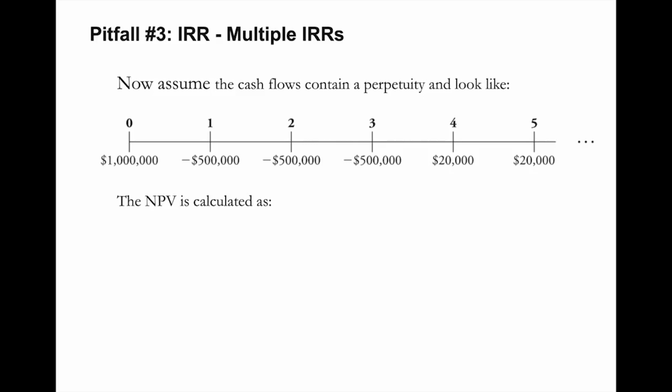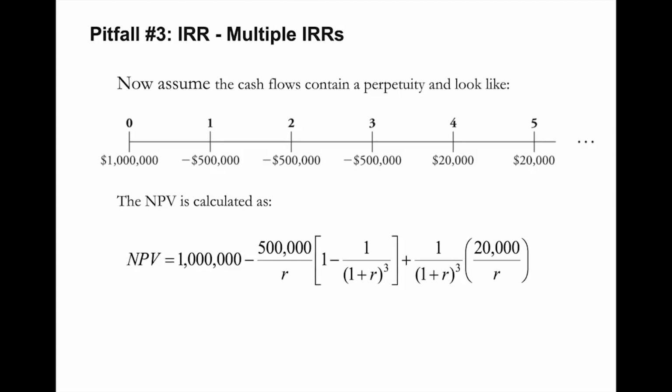every year forever. So to calculate this net present value, we would get an equation that looks like this. And yeah, it looks a little bit messy, but if we just break it down, what we have is this $1 million that we receive today minus a cost of $500,000 per year for the next 3 years.